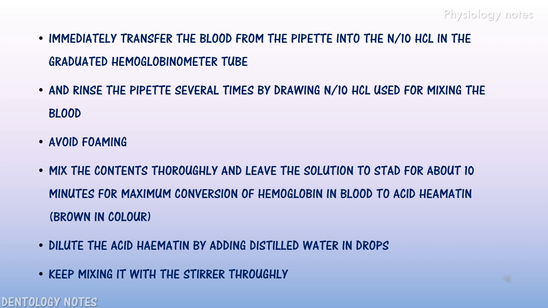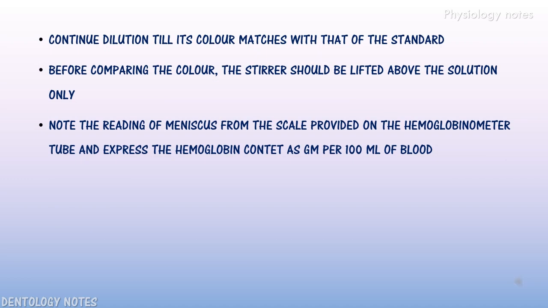Dilute the acid hematine by adding distilled water in drops. Keep mixing it with the stirrer thoroughly. Continue dilution till its color matches with that of the standard. Before comparing the color, the stirrer should be lifted above the solution only. Note the reading of meniscus from the scale provided on the hemoglobinometer tube and express the hemoglobin content as gram per 100 milliliters of blood.